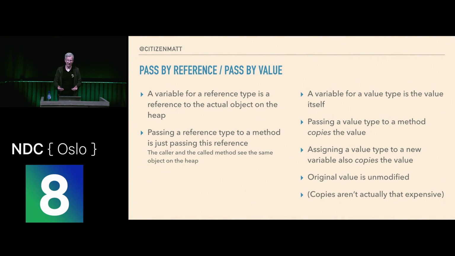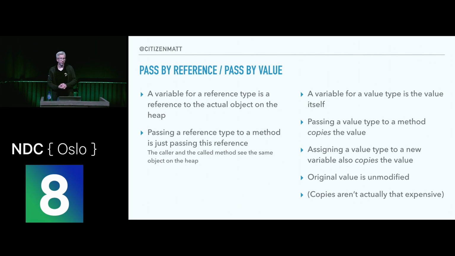So I've been talking about these again now. A variable for a reference type is a reference to the actual object on the heap. So we've got the heap, we've got the thing we're trying to create here, a person, whatever it is, and if I have a variable for a reference type, the variable is basically saying it's over there, it's on the heap. Passing this around is very easy. You just pass a reference to the method. And the called method goes, well, it's that object over there on the heap. It's the same object, it knows where it is, it's cheap, and it's easy. They see the same object.